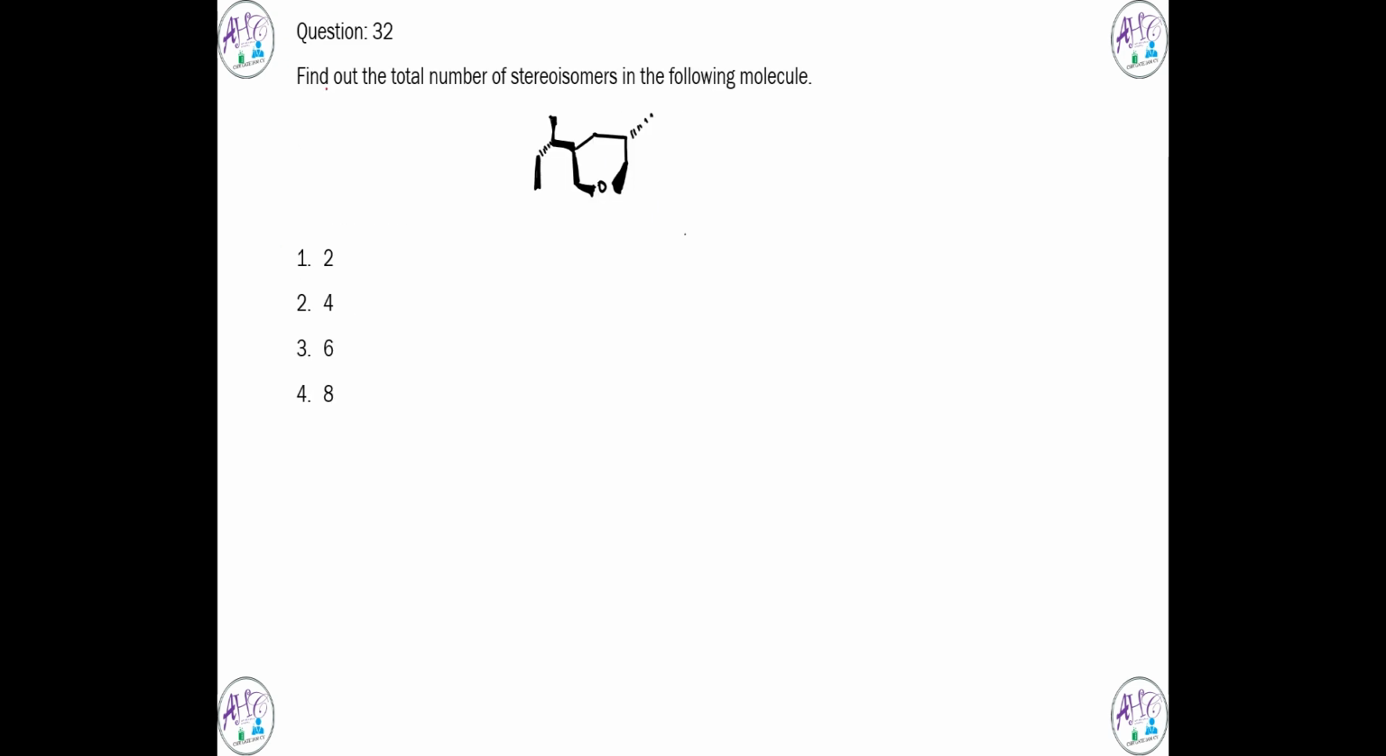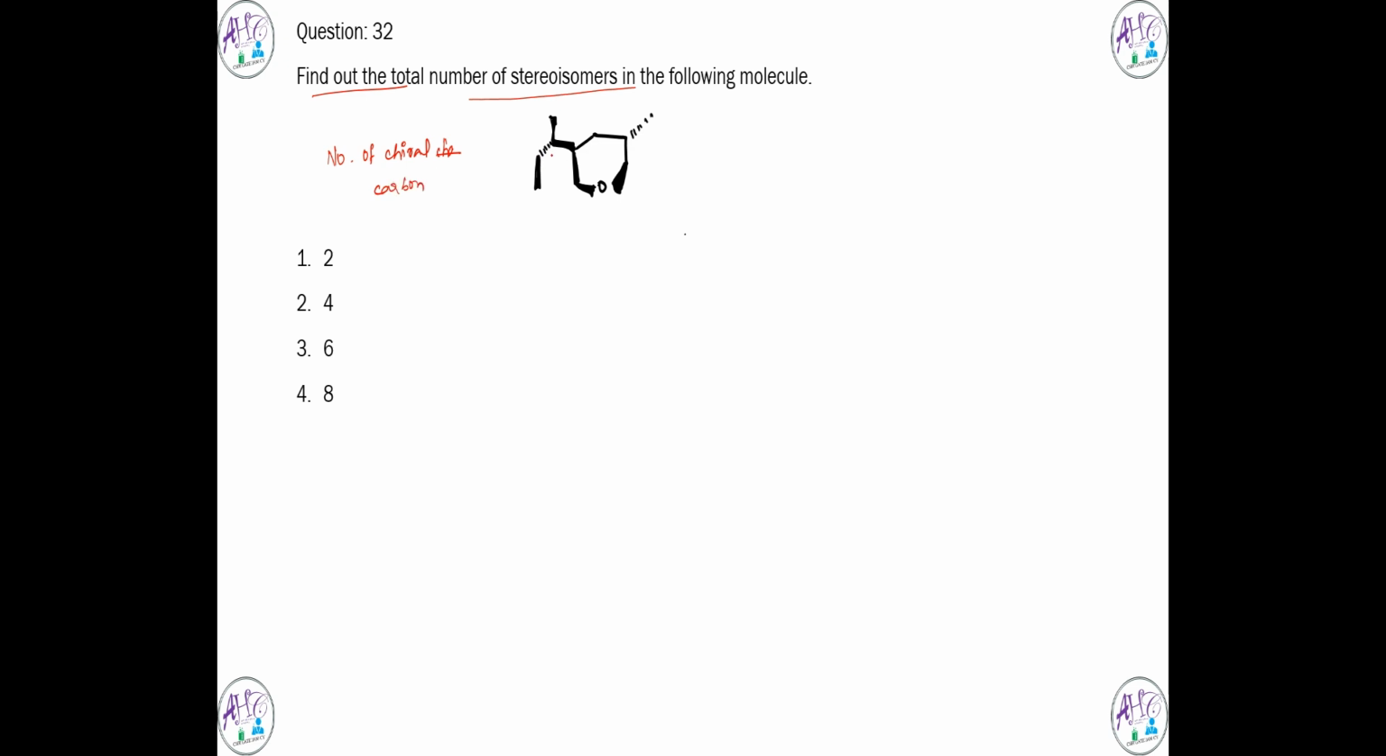Find out the total number of stereoisomers in the following molecule. So they have given a molecule, and you have to find the total number of stereoisomers. The best way is to find the number of chiral carbons. So first we need to find the number of chiral carbons. What is a chiral carbon? A chiral carbon is nothing but a carbon attached with four different groups.